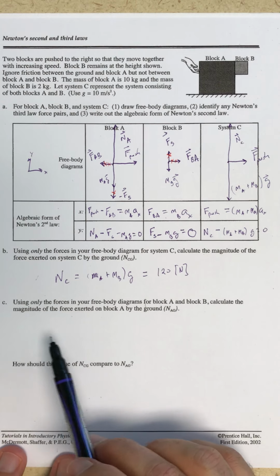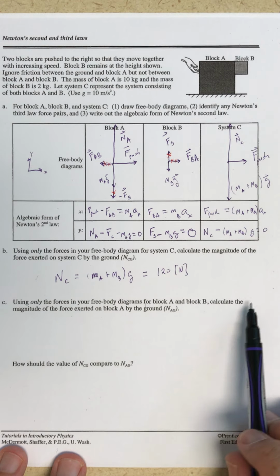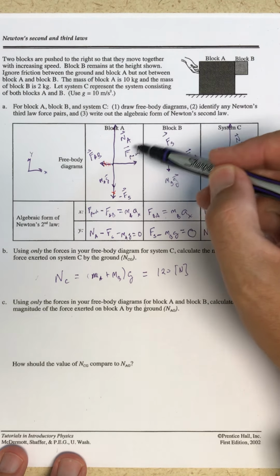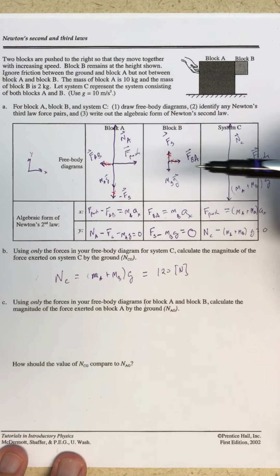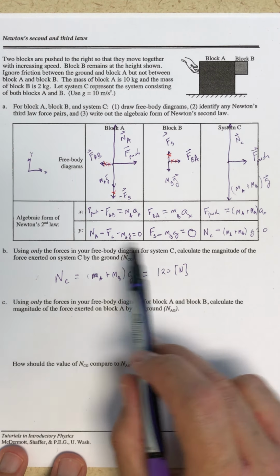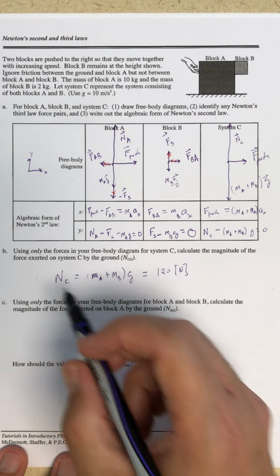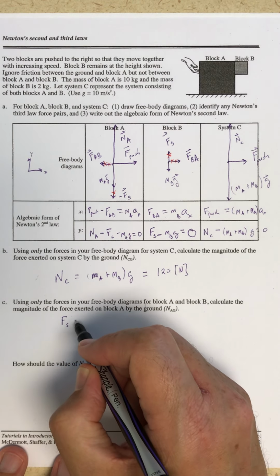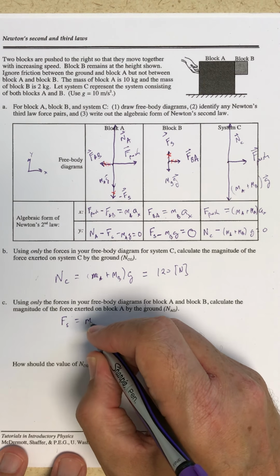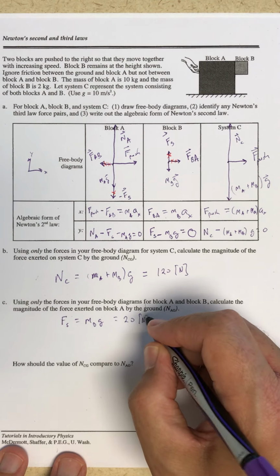All right. Using only the forces in your free body diagrams for blocks A and B, calculate the magnitude of the force exerted on block A by the ground. So we want to find this. So what are some things that we are going to need? Since this has the force of static friction in it, I need to know how big that is. So first, the force of static friction is big enough to cancel out the weight of block B. So it's mass of B times acceleration due to gravity, is 20 newtons.